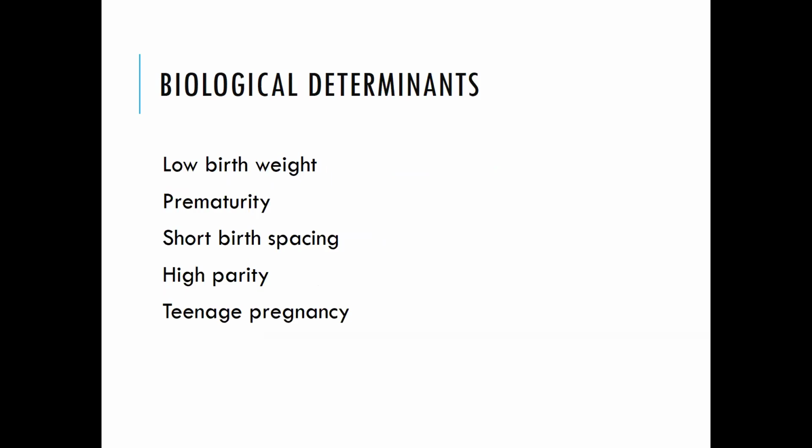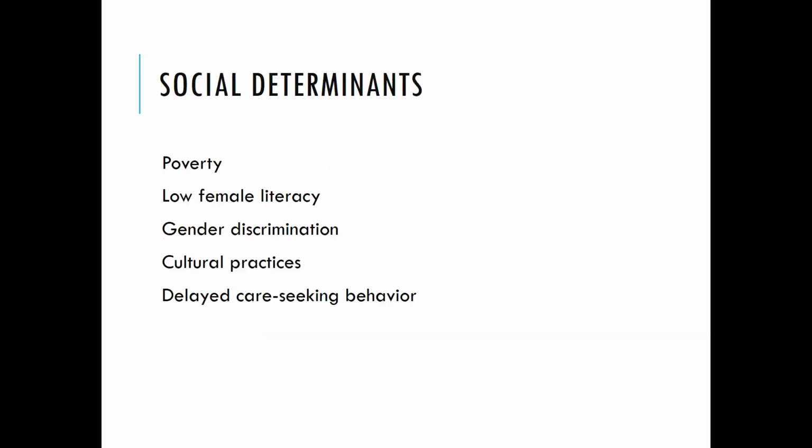Then there are some biological determinants: the baby might have low birth weight, prematurity, short birth spacing, high parity, and teenage pregnancy. Some social determinants are poverty of the family, low family literacy, gender discrimination, cultural practices, and delayed care seeking behavior.